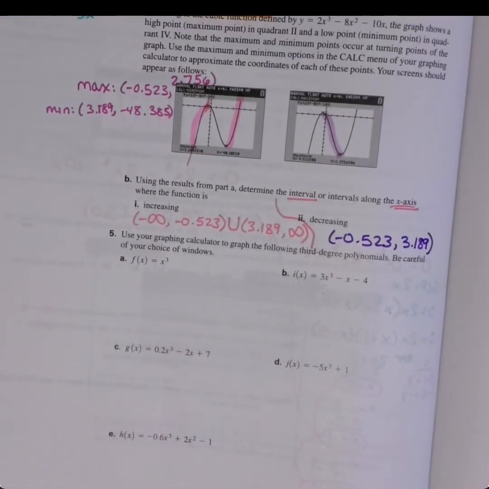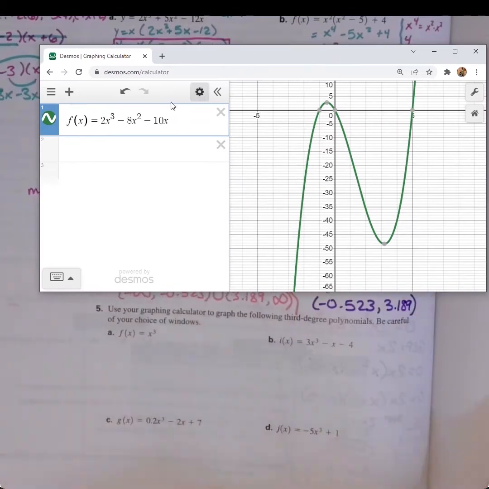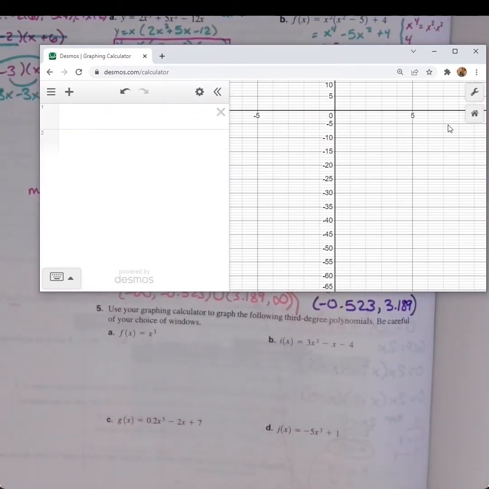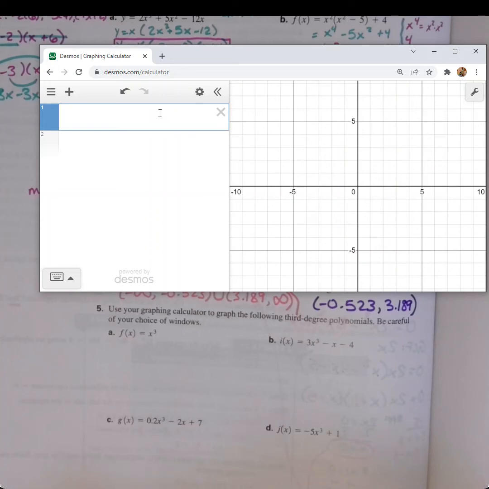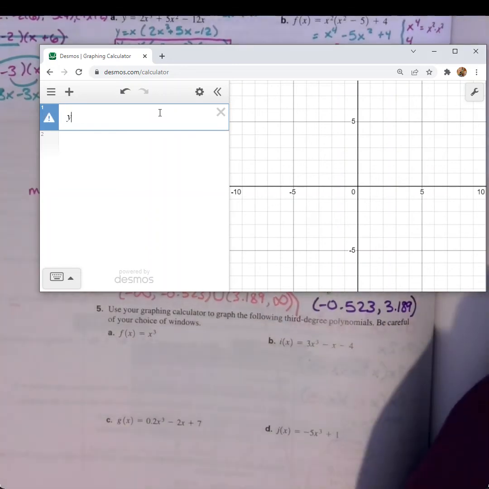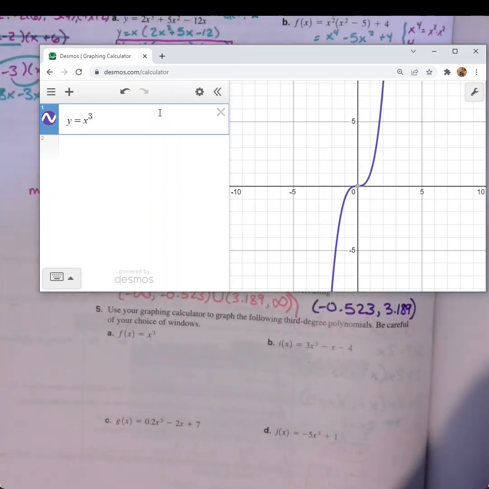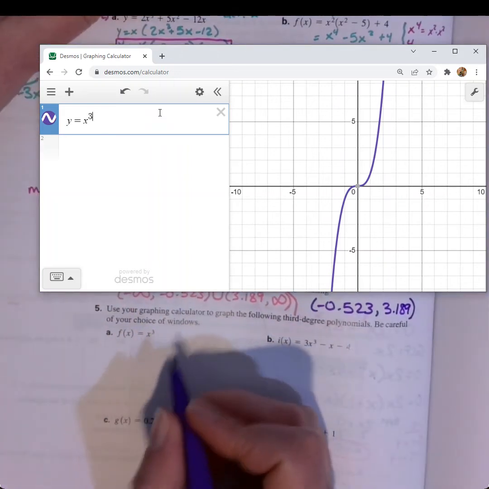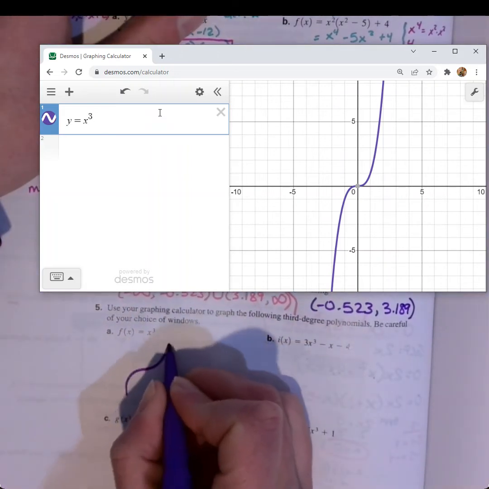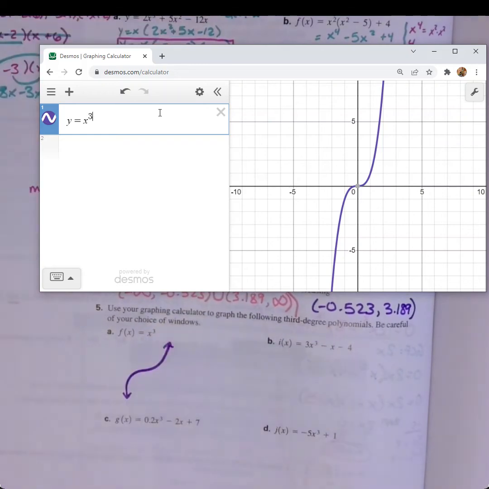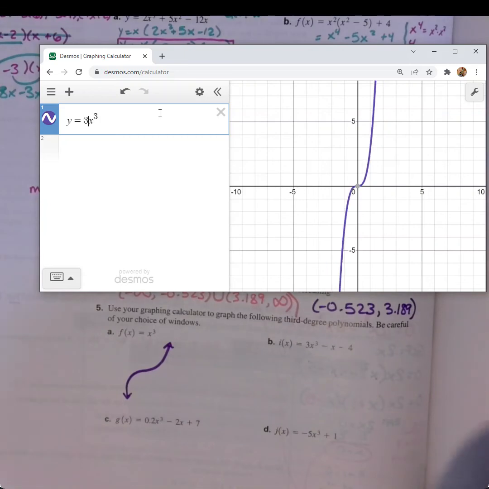Okay, next, number 5, use my calculator to draw a bunch of cubics. Be careful of window choices. I just want to get a sense here for what cubics can look like. I'm going to zoom home first. Y equals x cubed. We saw this one in the last section because it's a power function. And I'm not going to use scale. I'm just going to draw the function. So that's y equals x cubed, approximately. Then we're going to add some more details. What if it was 3x cubed minus x minus 4?